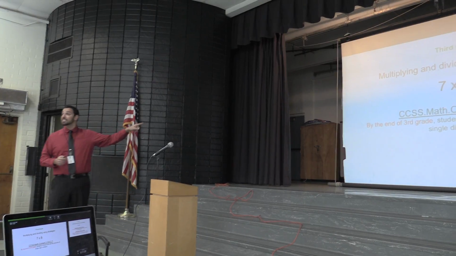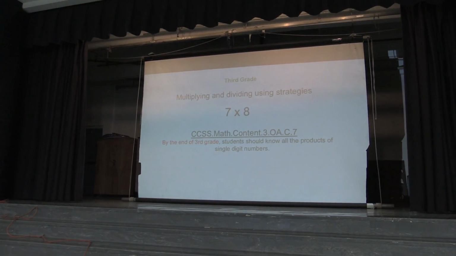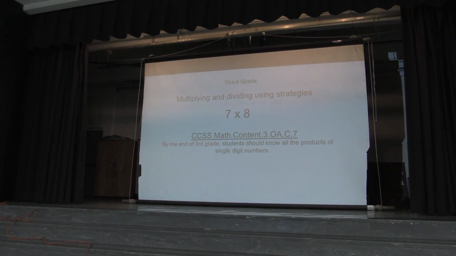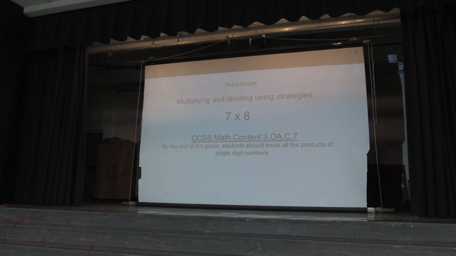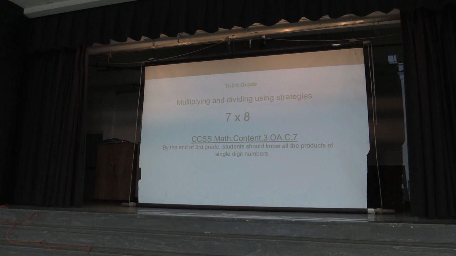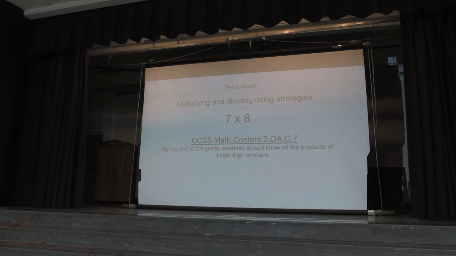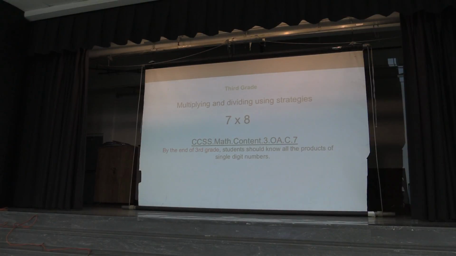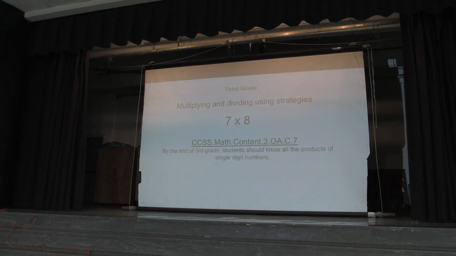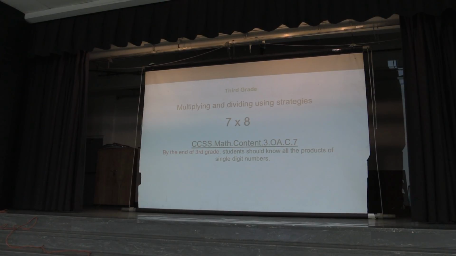First of all, this is the standard. It has not gone away. By the end of 3rd grade, students should know from memory all products of single-digit numbers. But we stress to teachers and to parents, from memory doesn't equal memorization. It means automatic. It means it doesn't get in the way of solving problems. So if you say 7 times 8, 56, that's okay. And I'll explain why that's good in a second.